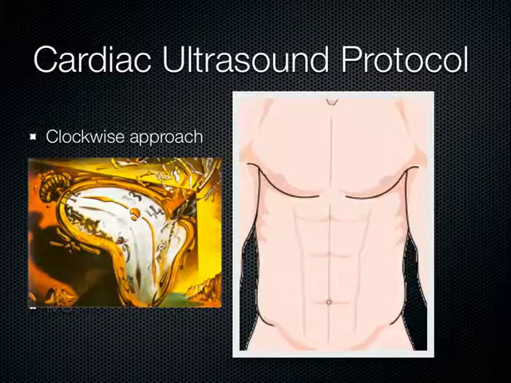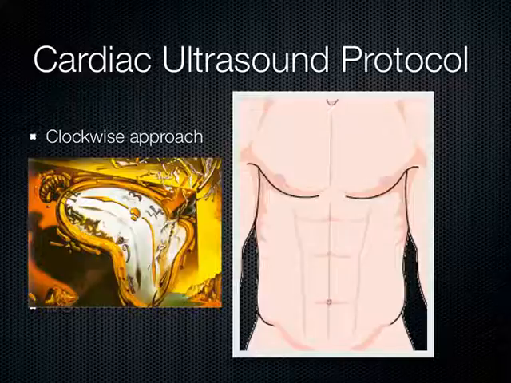One way to try to remember the protocol to get all these views is to think about doing a clockwise approach. You can plop the probe down on the chest wall, and first aim the indicator towards the patient's left, and that'll give you the parasternal long axis. And then simply rotate the probe 90 degrees to the patient's right, and that'll give you the parasternal short axis.